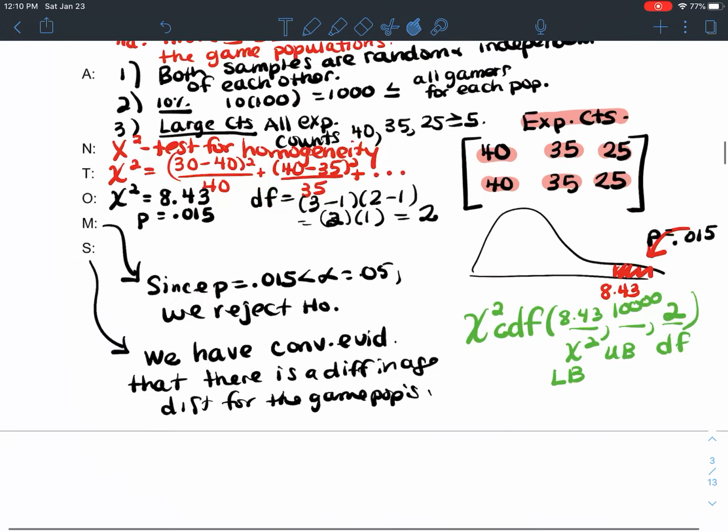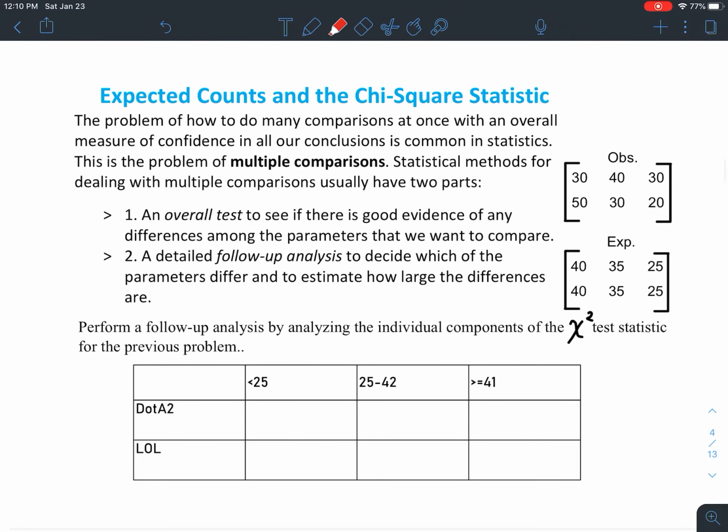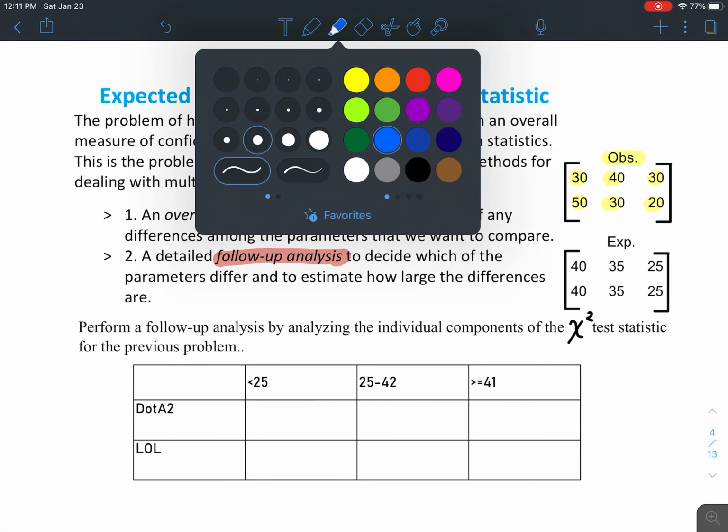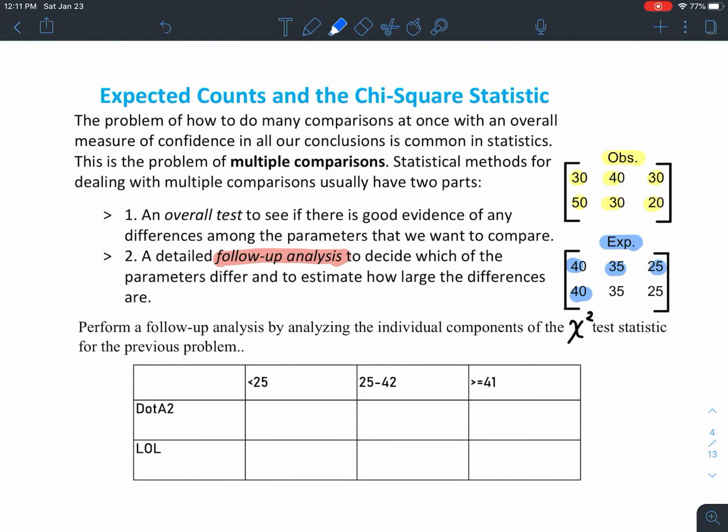Oftentimes, when you finish running these tests, you are often asked to do this follow-up analysis so that you can kind of determine which cell contributed the most, okay? Which cell contributed the most to your chi-square test statistic. So you can see over here to the side, I went ahead and already recopied. These are the observed values. These are the expected values that we came up with here, okay?